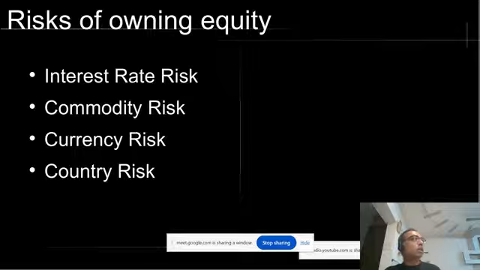Currency risk is something like, say, if the company is dealing with imports and exports. A typical example would be information technology or software companies. If there is a dollar fluctuation, it would impact their balance sheet, and that is the currency risk.